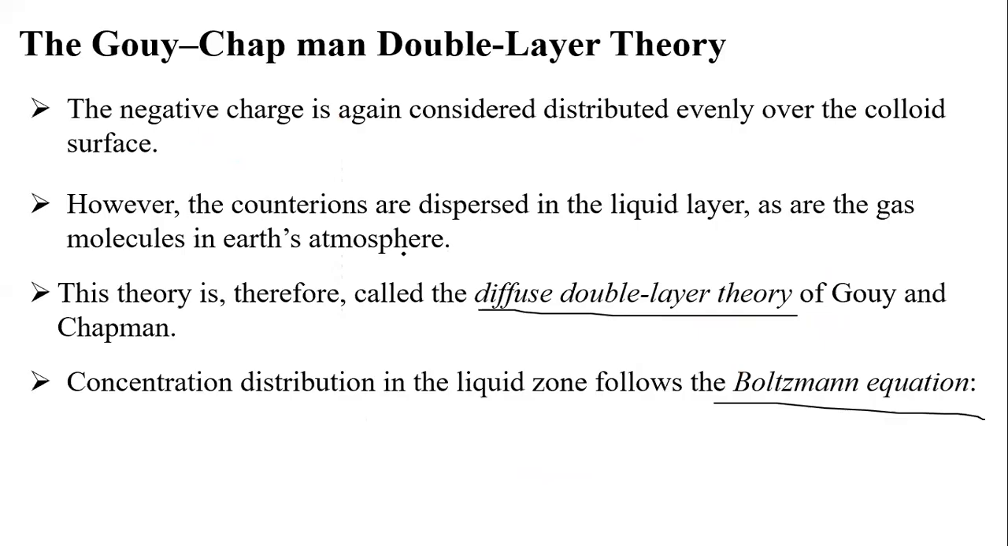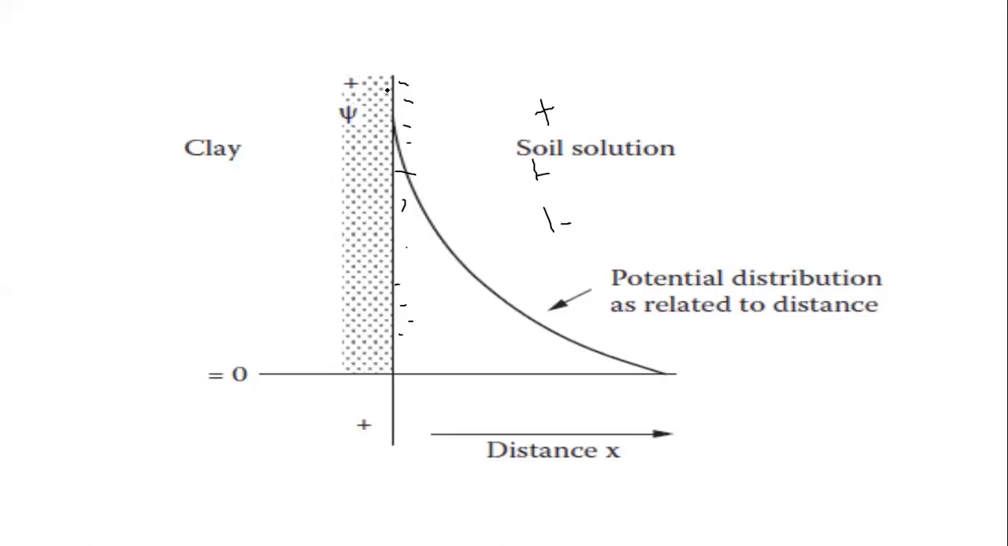The only difference is that you can see one diffusion layer in the Gouy-Chapman theory. This is also called the diffusive double layer theory. Quite similar, but here you have only the diffusive double layer theory.